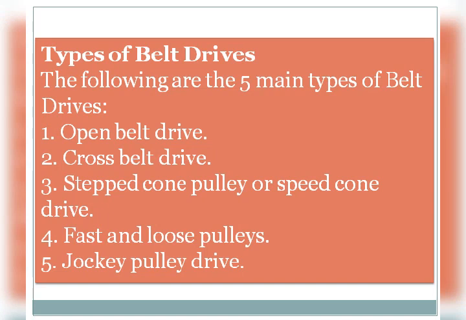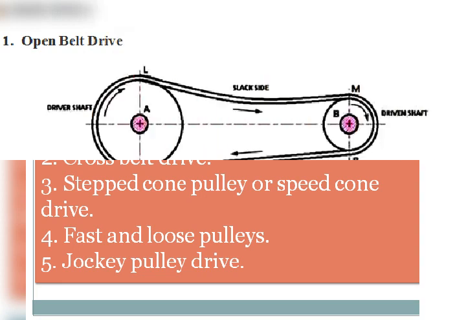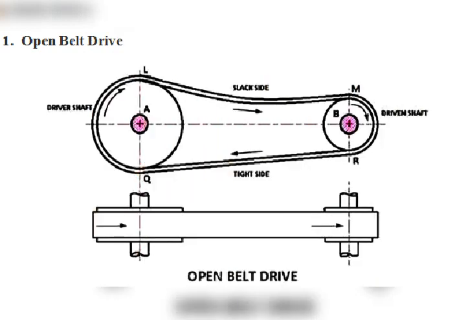Now the next topic is types of belt drives. Belt is different, drive is different. So belt drives are categorized into 5 types: open belt drive, cross belt drive, stepped cone pulley or speed cone drive, fast and loose pulleys, and jockey pulley drive. These are the various 5 types of belt drives. We'll discuss this in detail.